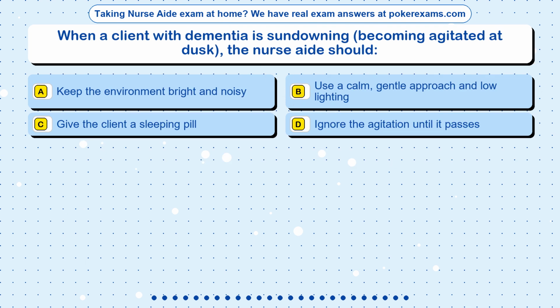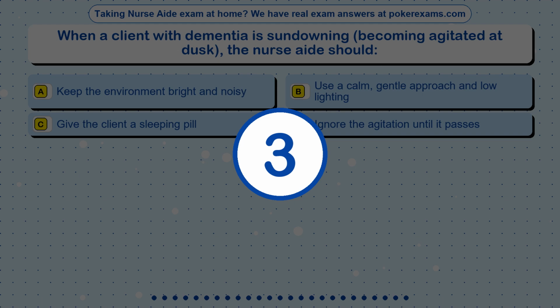Question 7. When a client with dementia is sundowning, becoming agitated at dusk, the nurse aide should: Option A. Keep the environment bright and noisy. Option B. Use a calm, gentle approach and low lighting. Option C. Give the client a sleeping pill. Option D. Ignore the agitation until it passes.